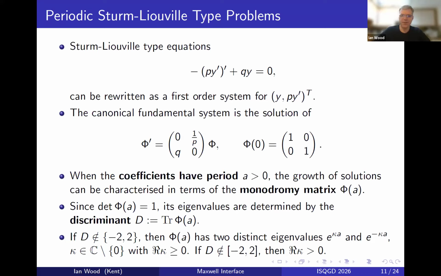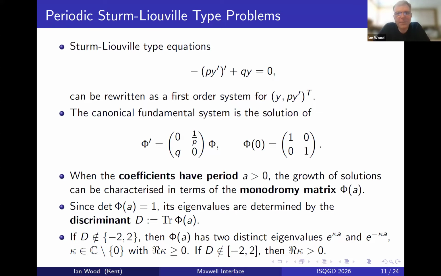And if D is not in the full interval minus 2, 2, then we can choose the real part of kappa to be greater than 0. So in that case, we have one eigenvalue that's modulus greater than 1 and one eigenvalue that's modulus less than 1, which leads to one growing and one decaying solution. So that's going to play a role in a moment.